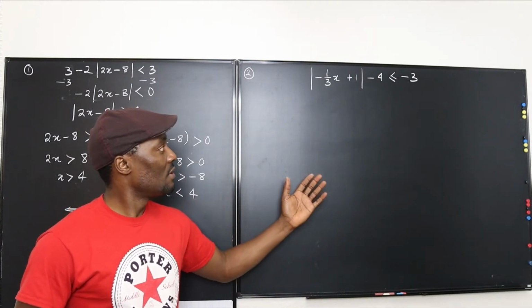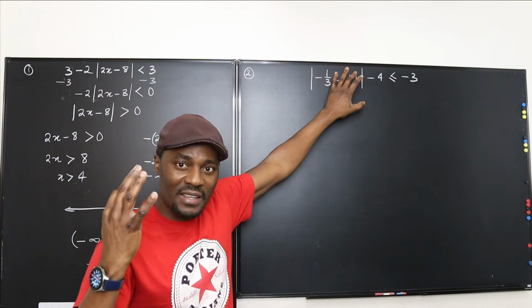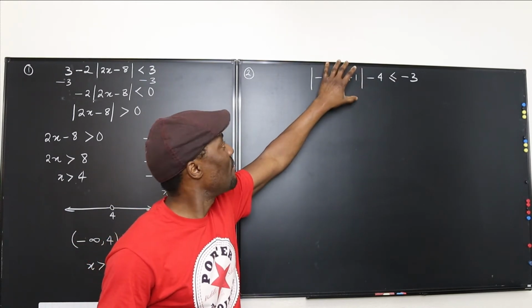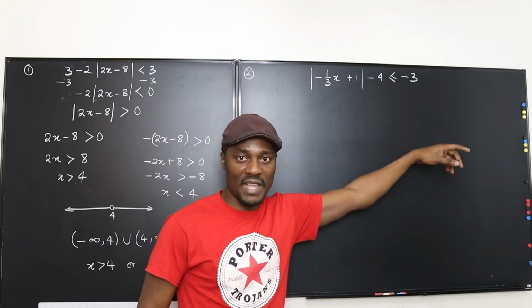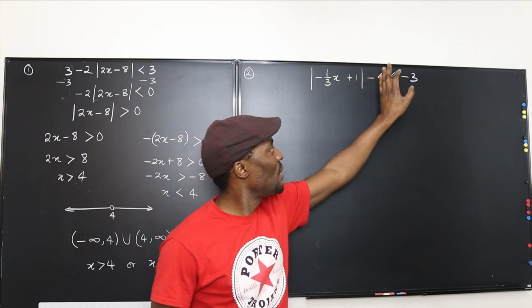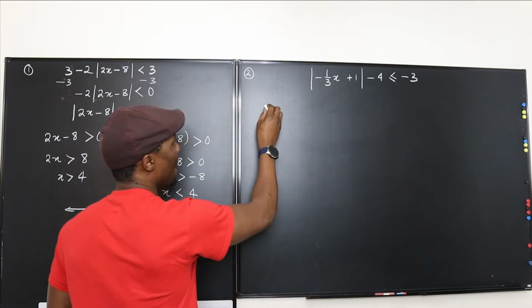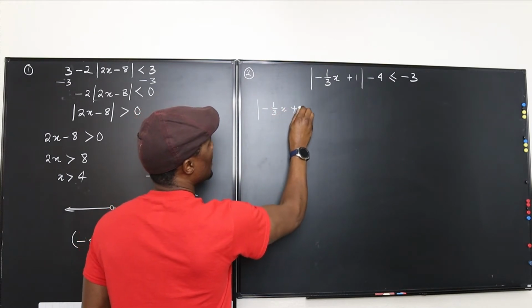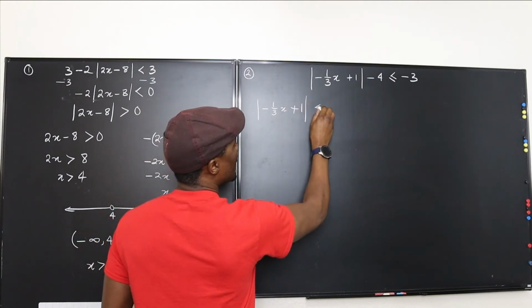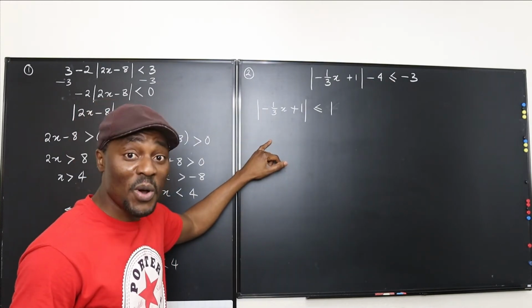So for this question, like I said in the previous example, don't start thinking about anything in the argument of the absolute value expression until you have moved away everything else. Okay, so let's move this away to the other side first, and then we can start thinking of what we're doing. Okay, so we have absolute value of negative 1 over 3x plus 1 is less than or equal to 1. So what really does this inequality mean?